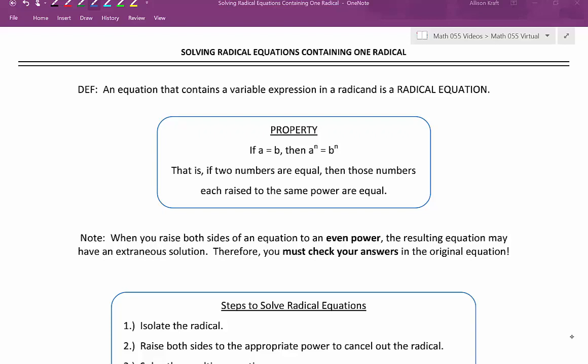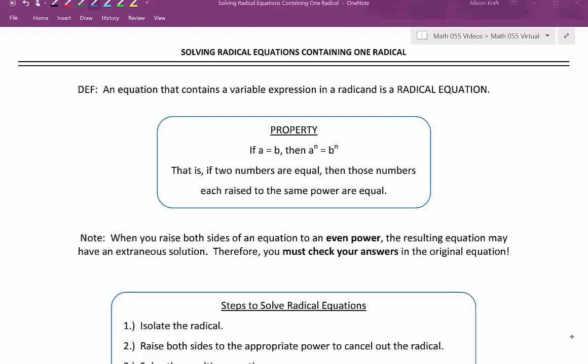In this video, we'll be solving radical equations containing one radical. A radical equation is an equation that has a variable in the radicand. We're going to be using the property if a equals b, then a raised to the n equals b raised to the n to solve these types of equations.